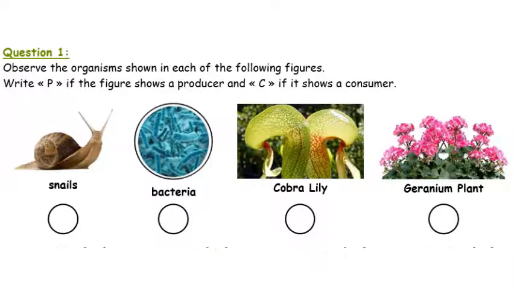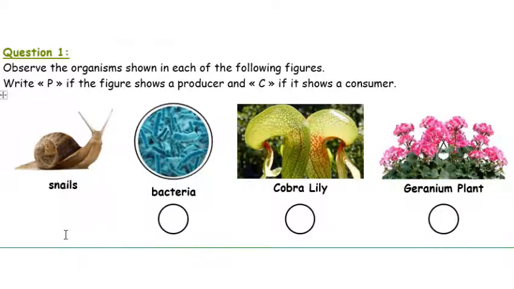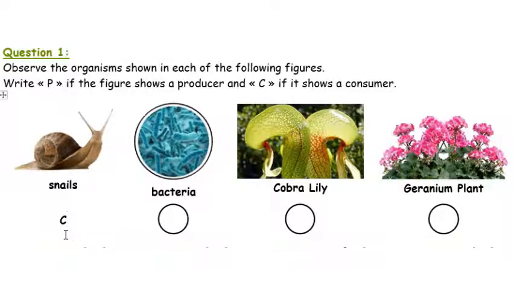Let's start with the snails. Snails are animals. They are organisms. They need food to get the energy they need to live. But do they produce their food or do they consume it? Do they eat it? They eat it. Perfect. So snails are consumers, C. Snails are animals. Animals are considered as consumers since they find their food and they consume it.